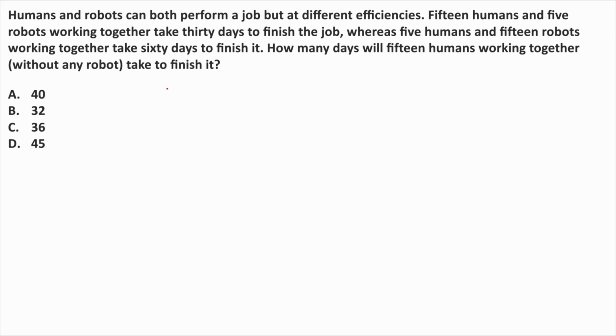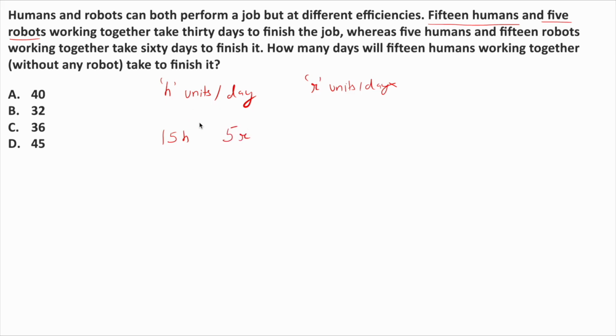Alright, so we start the question by assuming that the efficiency of every human is h units of work per day. Okay, for every human, the efficiency we are assuming is h units per day. And for every robot, let's assume the efficiency as r units per day. So as per the question, 15 humans and 5 robots working together. Okay, 15 humans means 15h. This is the work done by 15 humans in one day and 5 robots. Each robot does r units of work per day. So 5 robots will do 5 into r.